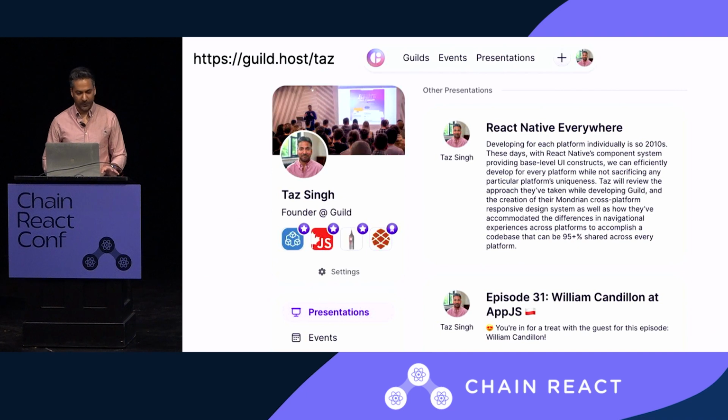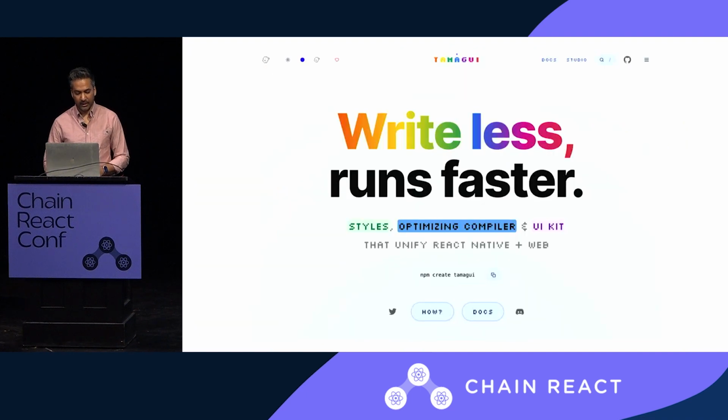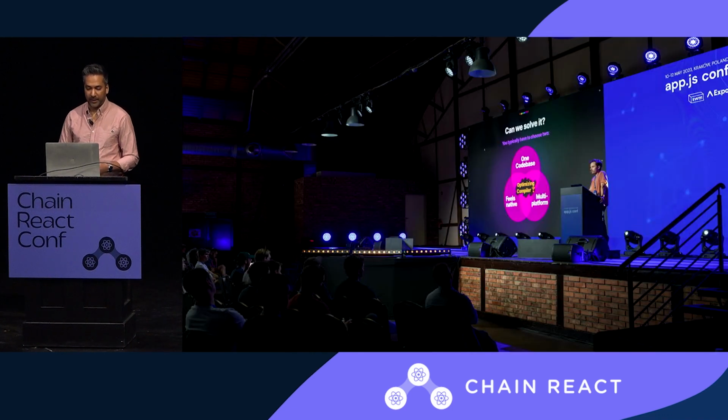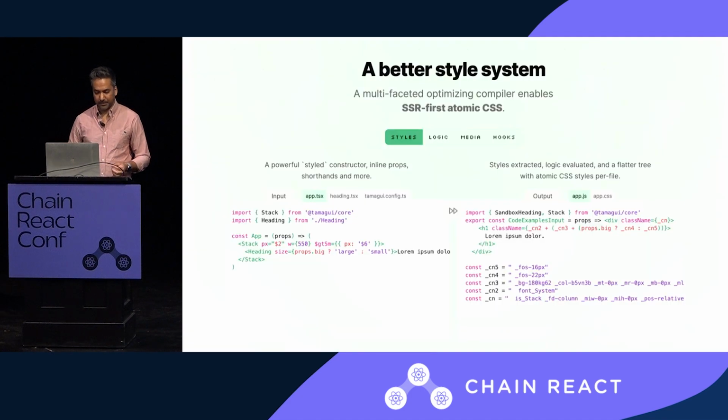But to give you the short and sweet version, if I was to start today, I would just use Tamagui. It's an excellent design system. It's styling, an optimizing compiler, and a UI kit that unifies React Native and the web. I had the pleasure of hanging out with the author, Nate Weinhardt, last week at AppJSConf, where we chatted on camera about Tamagui, and that'll be up on my Guild profile once we release that interview. I'd recommend checking that out for a much deeper dive. In essence, however, the optimizing compiler for React Native applications creates straight platform-specific code for your application.